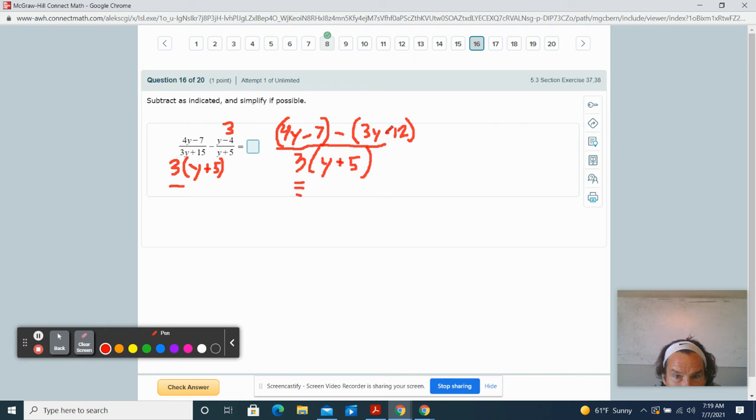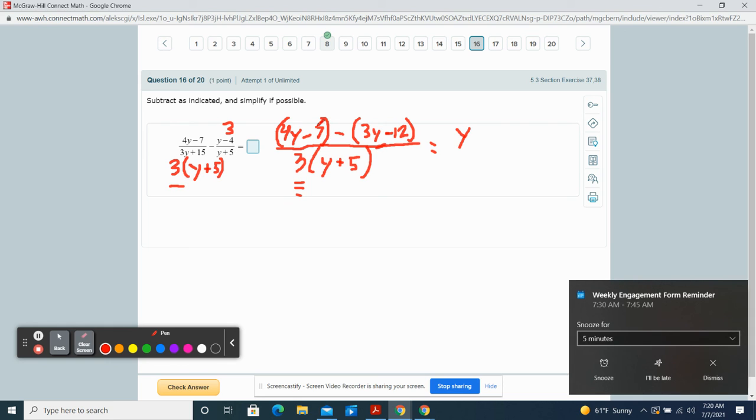Okay, so make sure you write your fraction bar long enough that you can put all this stuff on top. Okay, not done yet because we say we need to simplify. So simplify just means to write it a little bit shorter. We have some like terms that we can combine up here. So let's see, 4y minus 3y is y. And be careful with the negatives. We have negative 7.